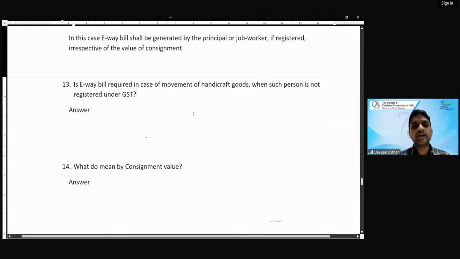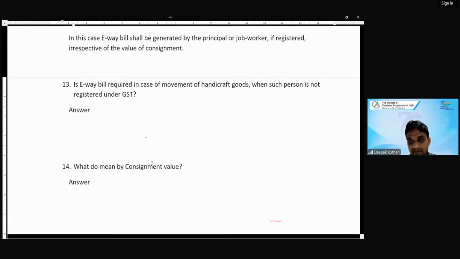Is an e-waybill required in case of movement of handicraft goods when such person is not registered under GST? Yes, is what Ishan says. Asta Sethi is saying, sir, it is correct. Consigner or consignee can also generate the e-waybill even if goods are handed over to the transporter for transportation by road. Correct.